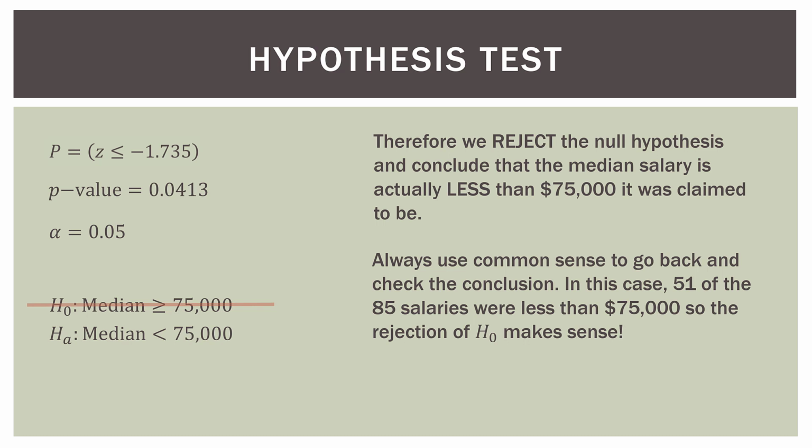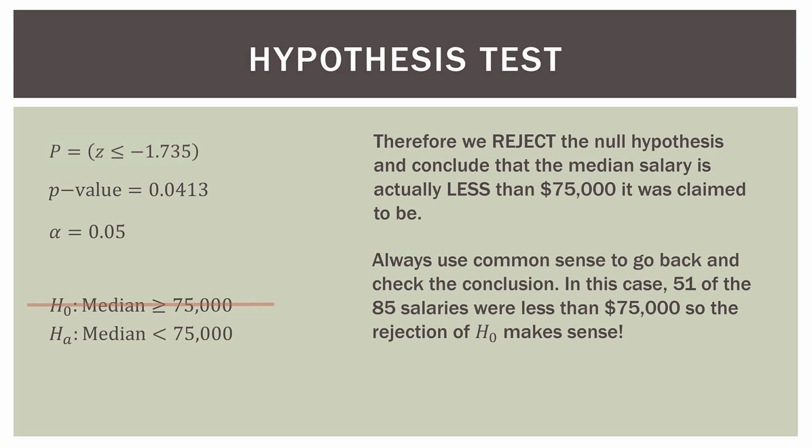In this case, 51 of the 85 salaries we're working with were less than $75,000. So the rejection of our null hypothesis makes sense. If HR says the median salary is greater than or equal to $75,000, but 51 of the 85 salaries are actually less than that, we should be skeptical.